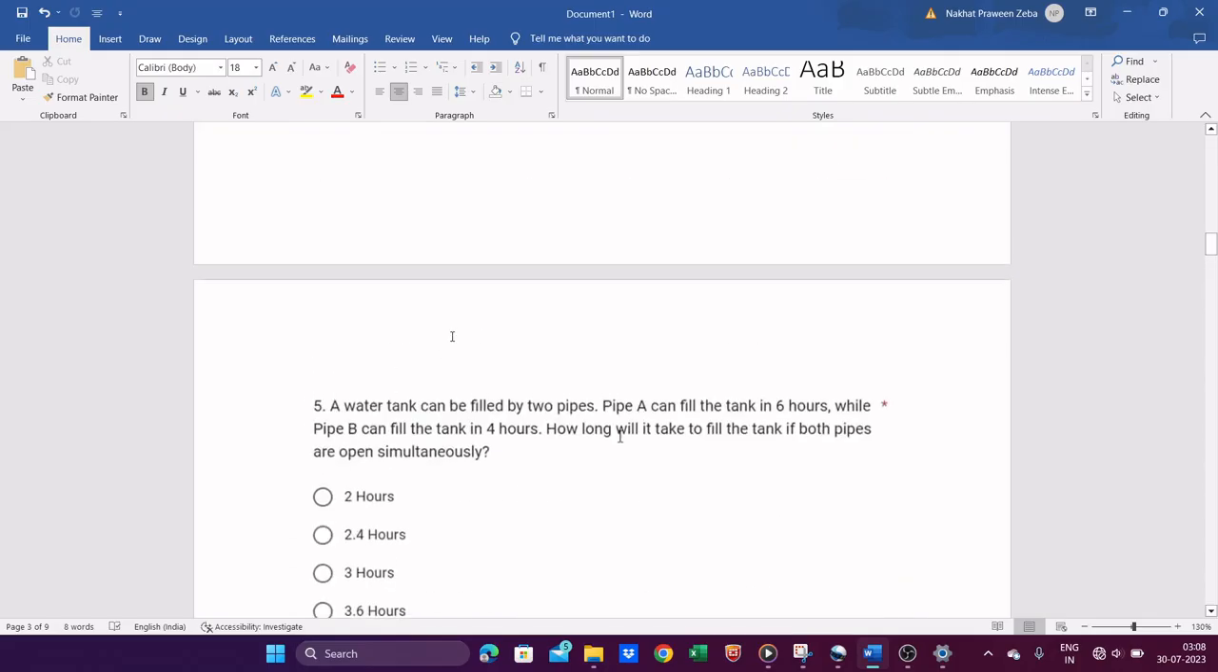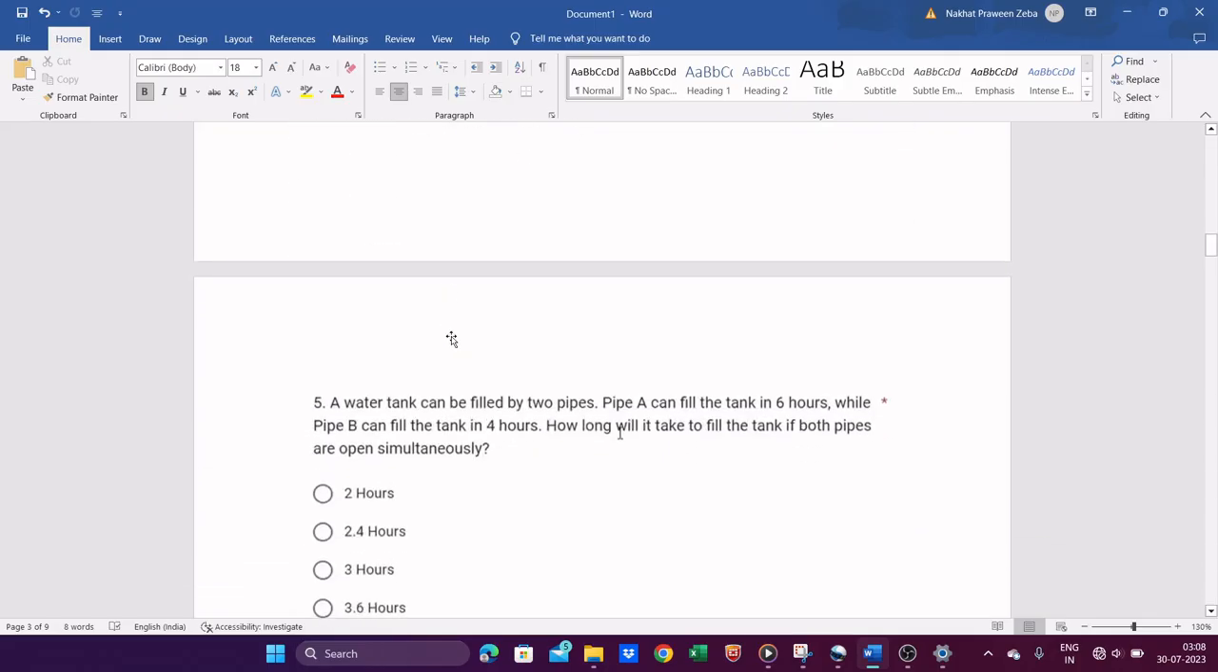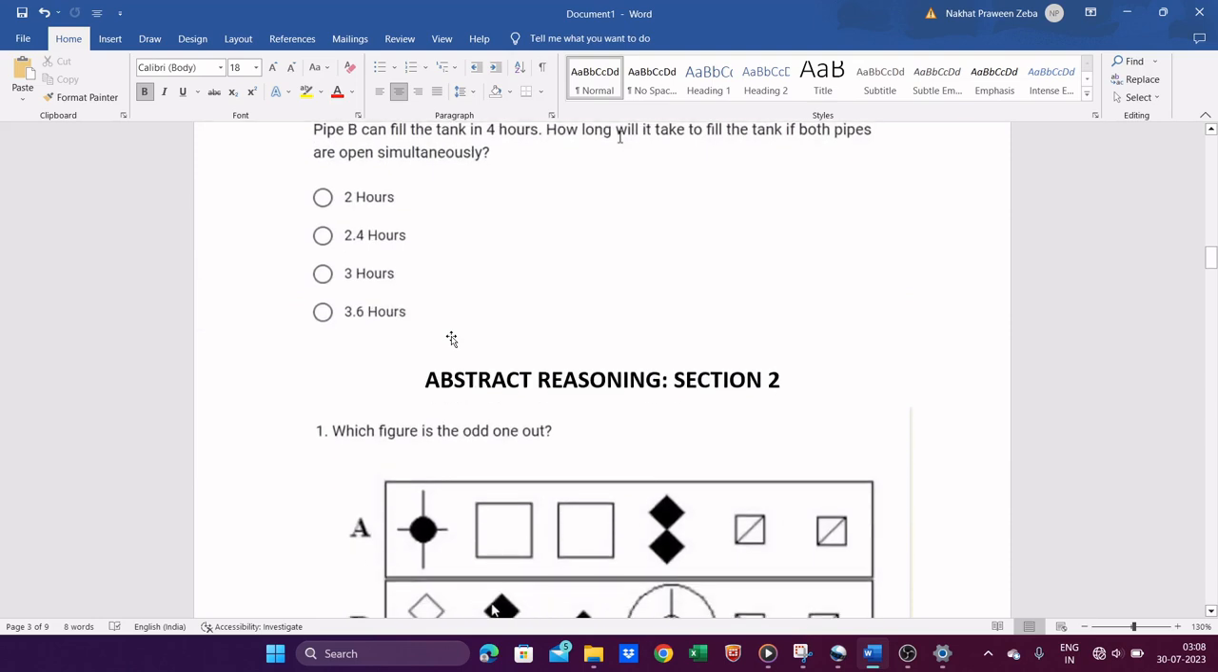So these were the total 5 questions from this section 1. Okay, and this was mandatory, which cannot be skipped, and there is no negative marking, so you can attempt all the questions.